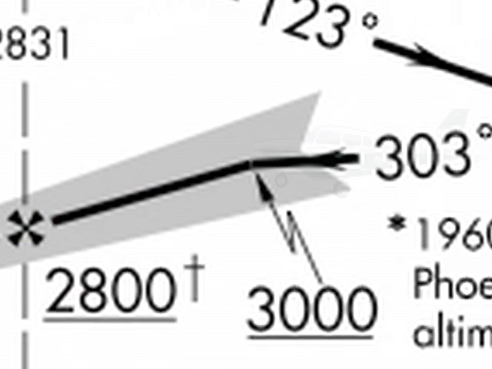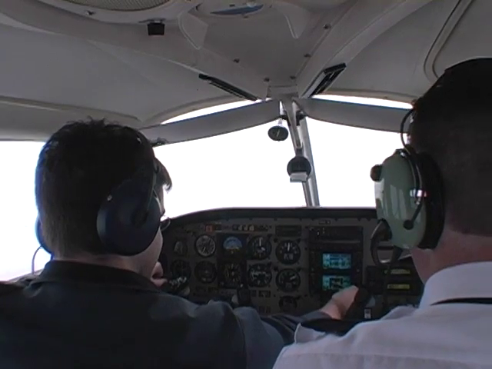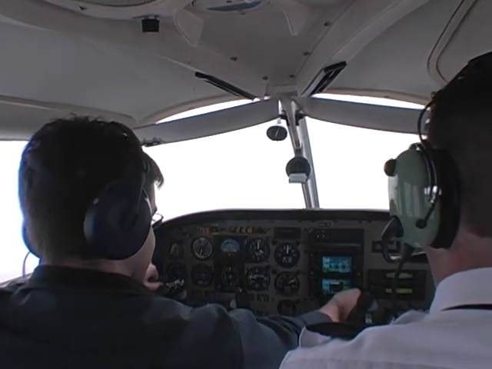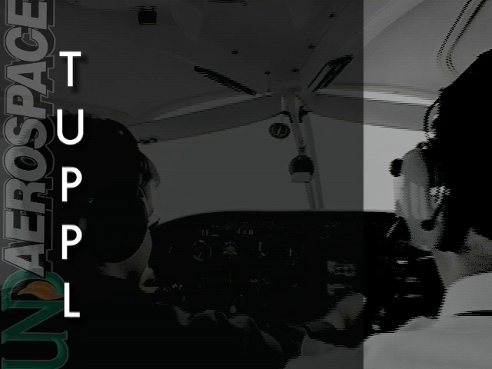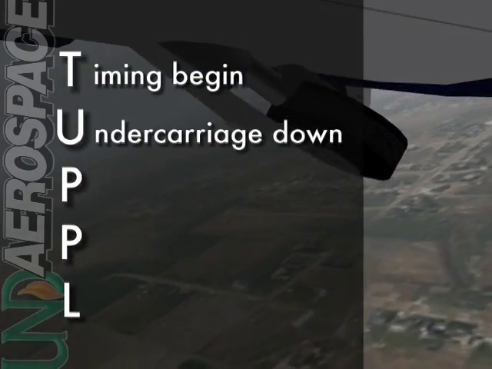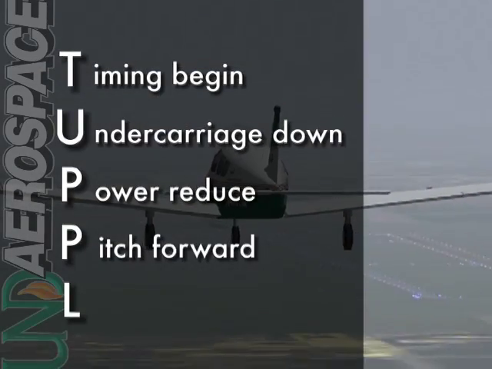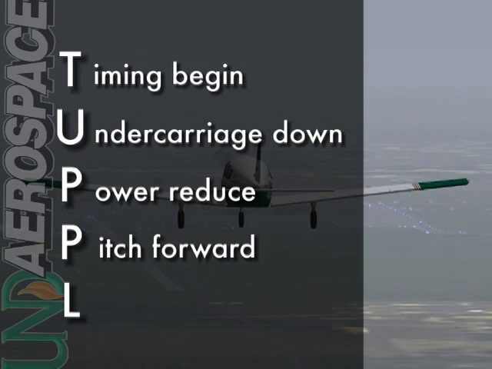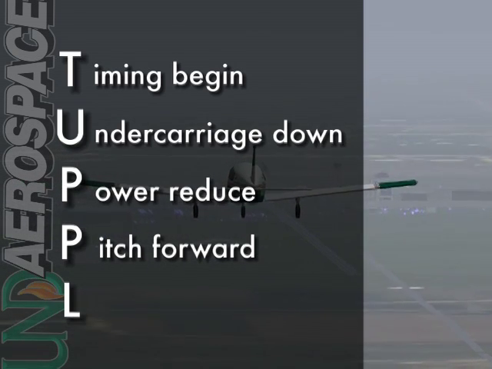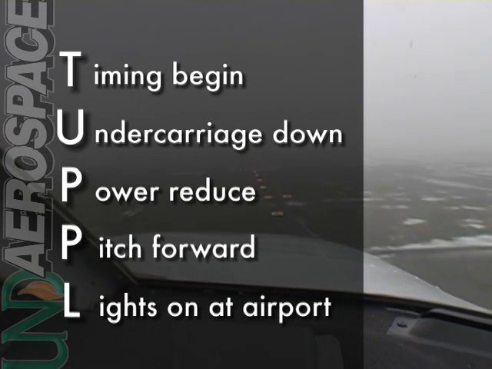At this point, the pilot must complete a final configuration checklist. This checklist can best be remembered by using the tuple checklist. As the glide slope is intercepted, execute this checklist by starting timing, verifying that the undercarriage is down, reducing power to begin descent, and pitching forward to maintain approach airspeed. Finally, verify that the approach and runway lights have been turned on and set to the proper intensity for the airport of intended landing.